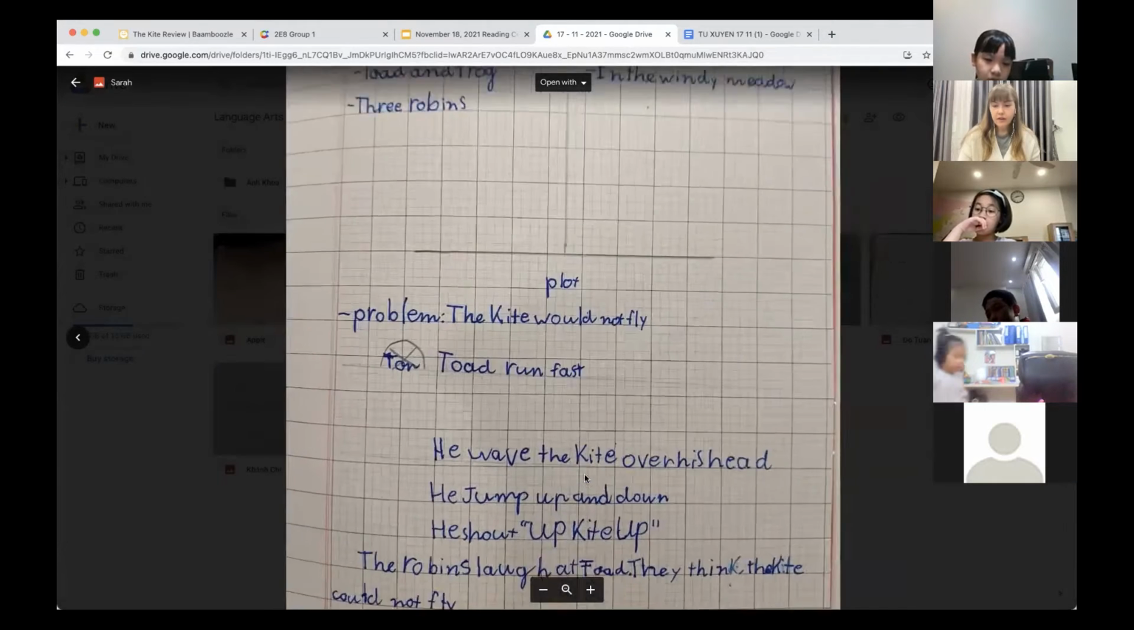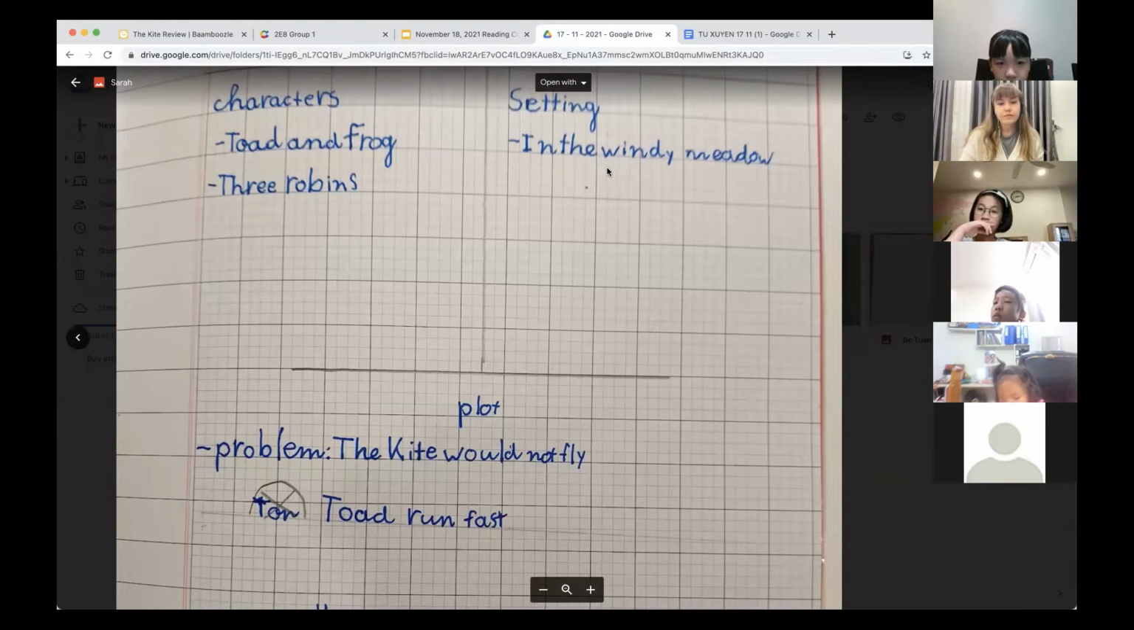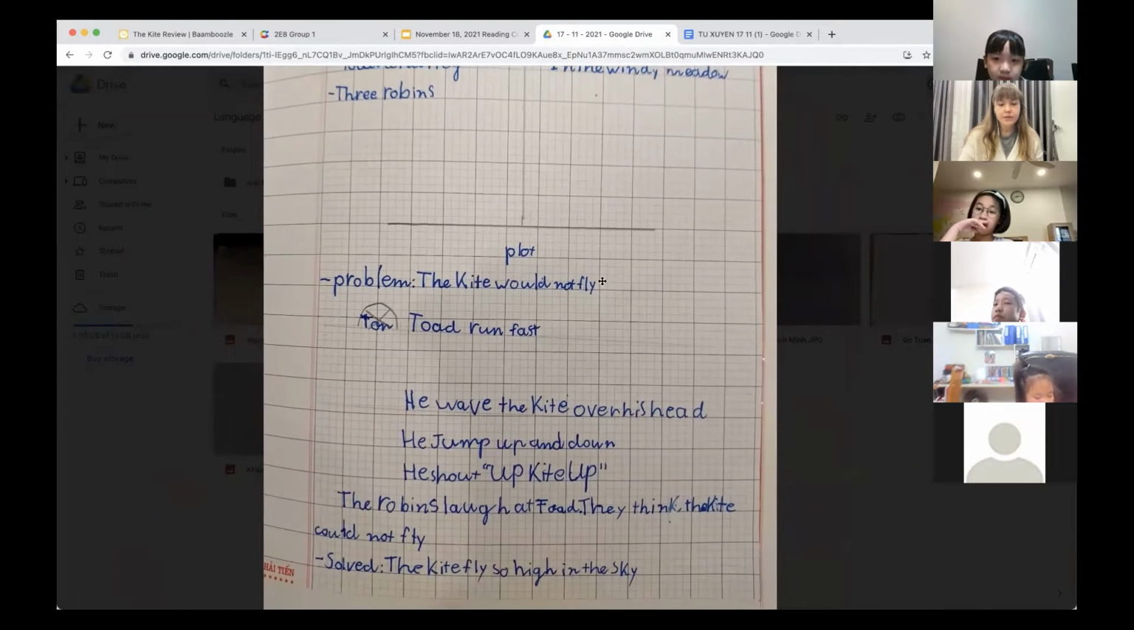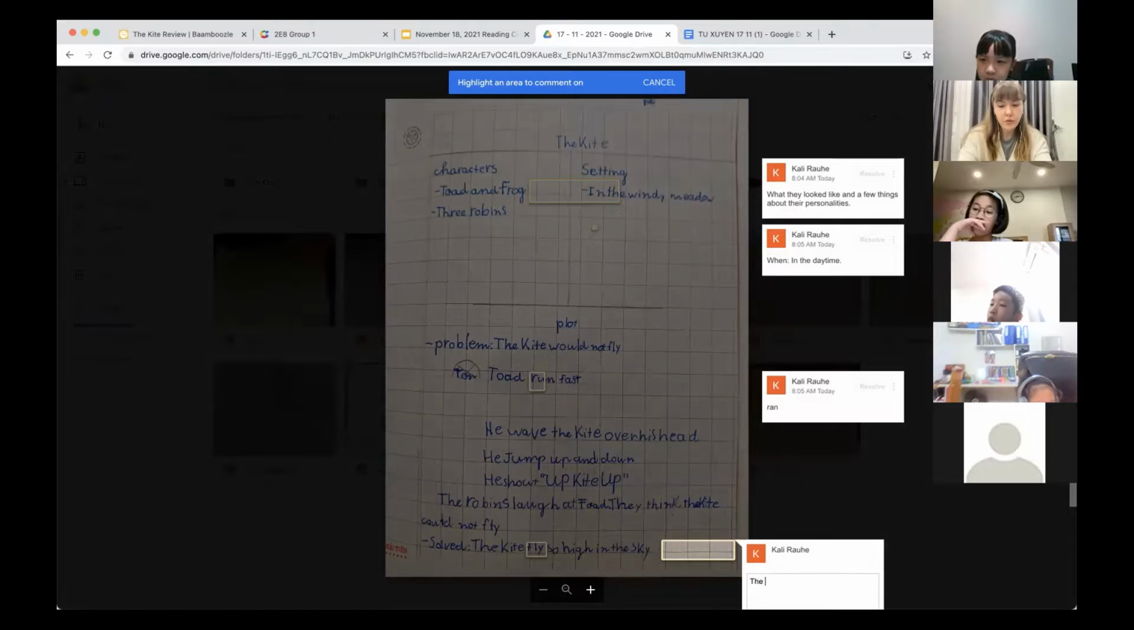Do we know why? If we go back up here to the setting, what type of meadow is it? And I have Surrey. What type of meadow were they trying to fly their kite in? In the windy meadow. Yes. So what do you think helped Frog and Toad finally get their kite to fly high in the sky? What about the meadow? The weather in the meadow made their kite be able to fly in the end. That, another W word, the wind. So at the end, it was very windy, and that's what helped their kite fly. So the wind helped the kite fly. Very good.